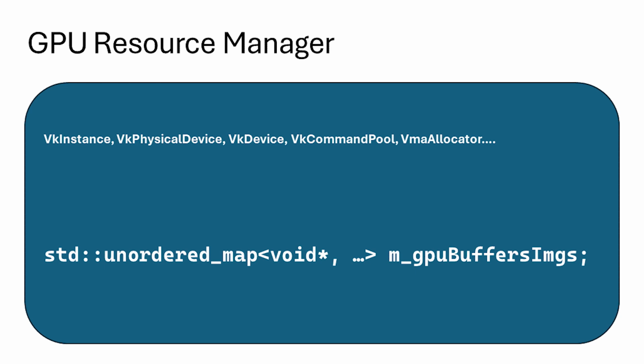I use an unordered map to implement this. The key of it is the memory address of the HGPU image or buffer in the RAM. The value of this map contains other information like the reference counter and the resource type of it.